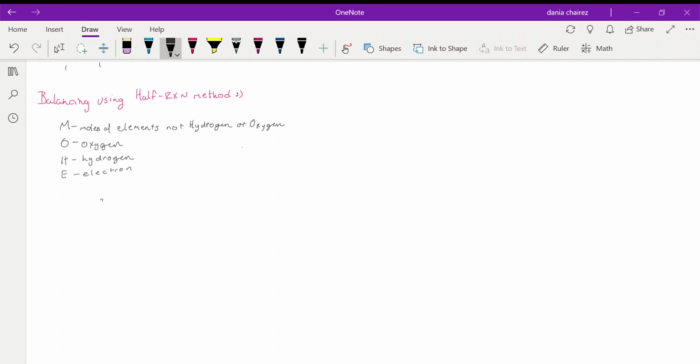So let's take the redox reaction Cr2O7 2- aqueous plus nitrous acid aqueous yields chromium ion aqueous plus the nitrate ion aqueous.